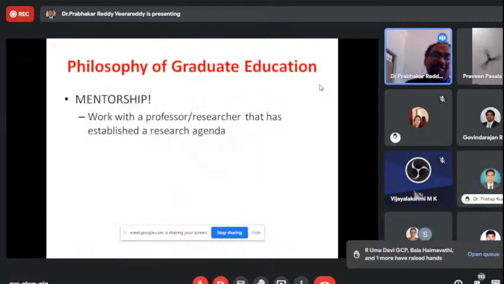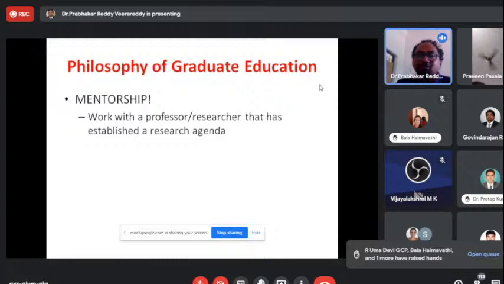So here you need a mentor. That means you need a guide. Work with a professor or researcher who has established the research agenda. Always a mentor is a mandate. So in research also you need a mentor, a mentor and mentee. So mentorship, we are saying.